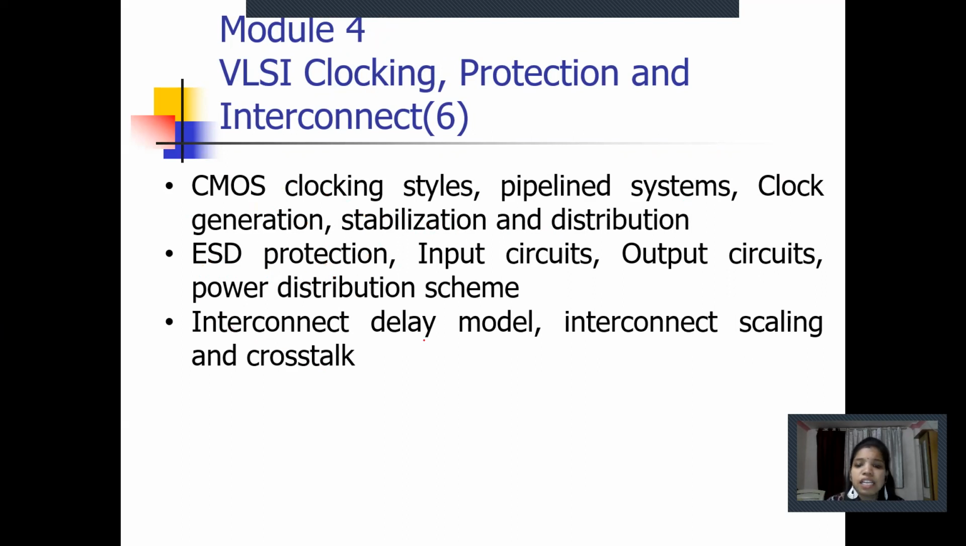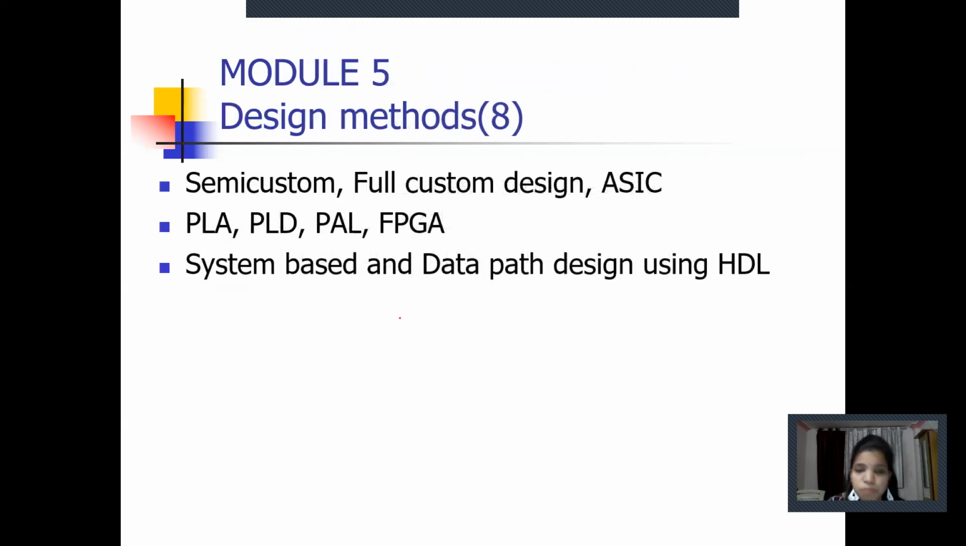Then interconnect delay model means because day by day the IC size is reducing and transistor count is increasing, so interconnect delay is created, delay due to connections. Due to that delay, scaling is required. What is interconnect scaling, and what do you mean by crosstalk, and why does it need to be reduced? Okay, so this is basically a theoretical part in all 1 to 6 modules. This module 4 is a little bit theoretical but conceptual.